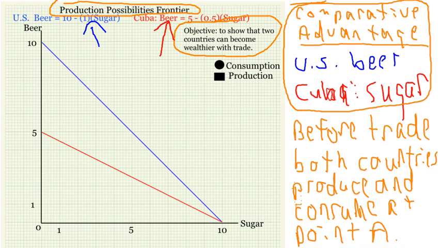What we're going to do in this video is actually give an example where the U.S. and Cuba start off not trading, and as I show right here, we're going to assume that both countries, before they trade, produce and consume at point A. For the U.S., that's right here, where they have 5 beer and 5 sugar. They're both producing and consuming 5 beer and 5 sugar. Whereas Cuba is at 4 sugar and 3 beer.